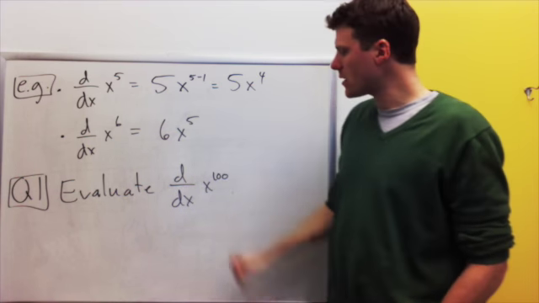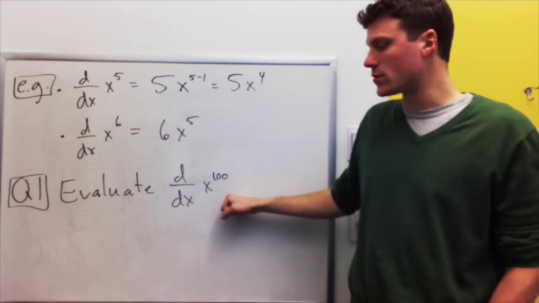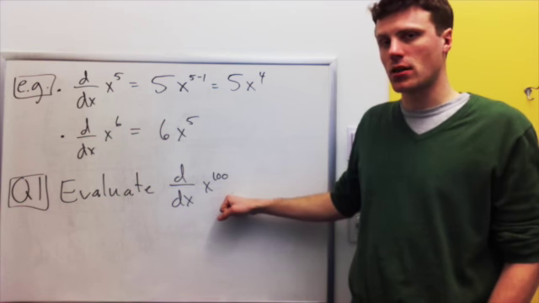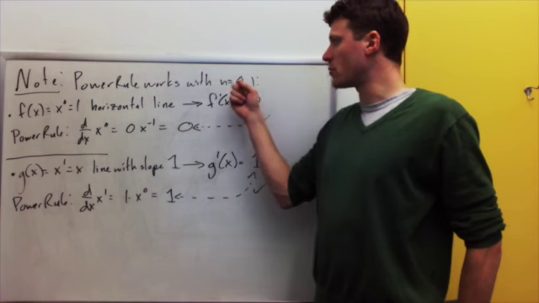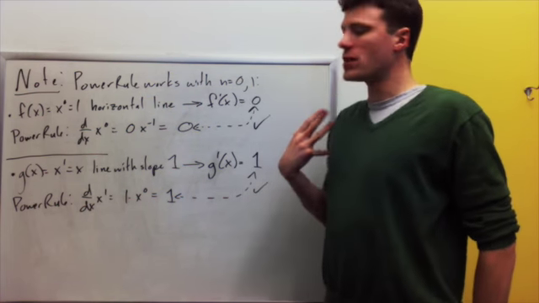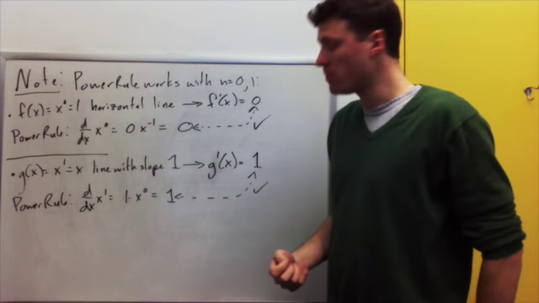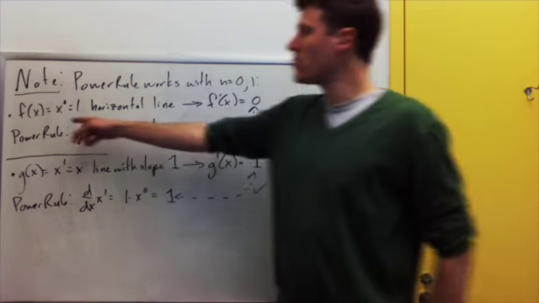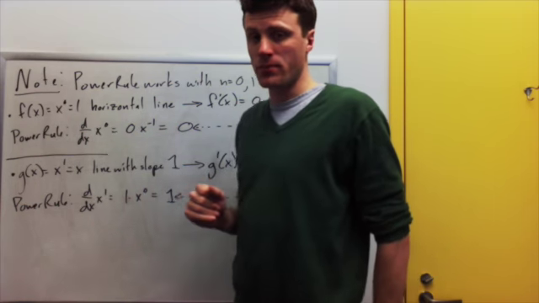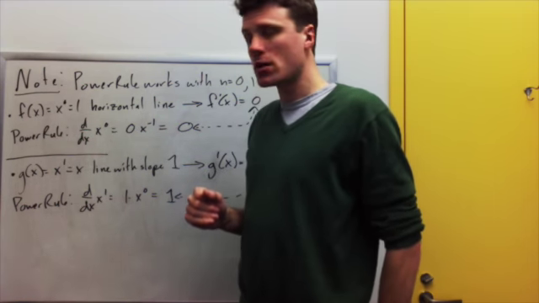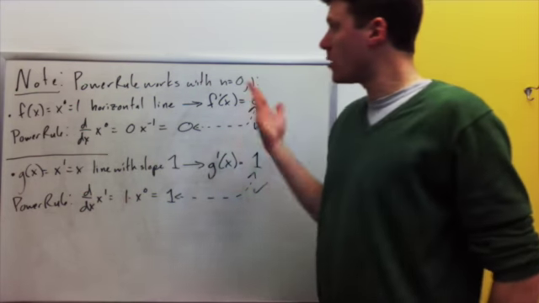Great. So your first question is to evaluate the derivative with respect to x of x to the 100th power. Now the power rule still works with exponents equal to, say, 0 or 1. This is just a tricky point because we typically don't write x to the 0 and x to the 1. Because when I write x to the 0, well, x to the 0 means 1. Anything to the 0 power is 1, except for possibly 0, but we just define x to the 0 to be 1.